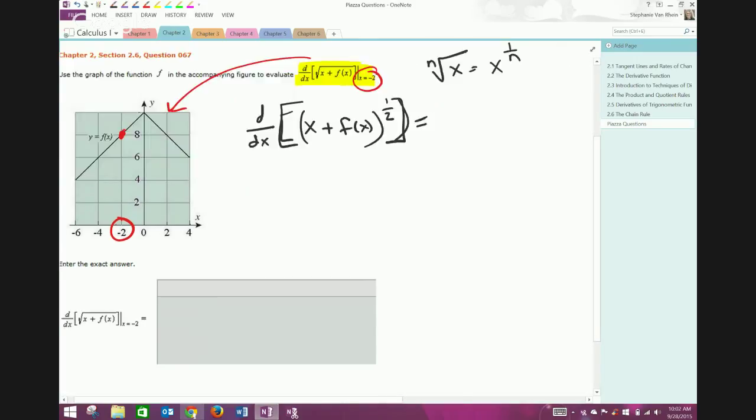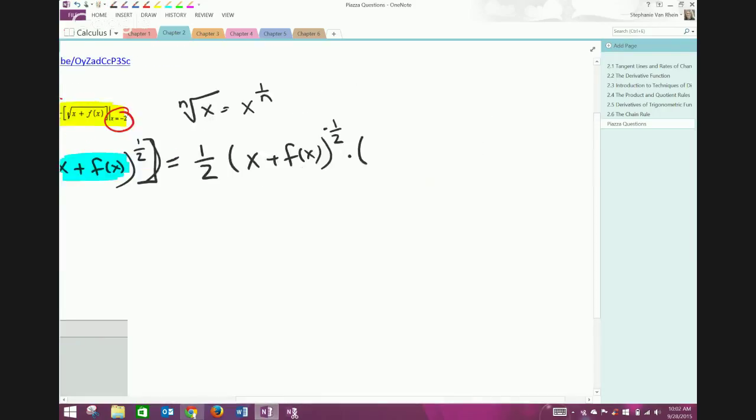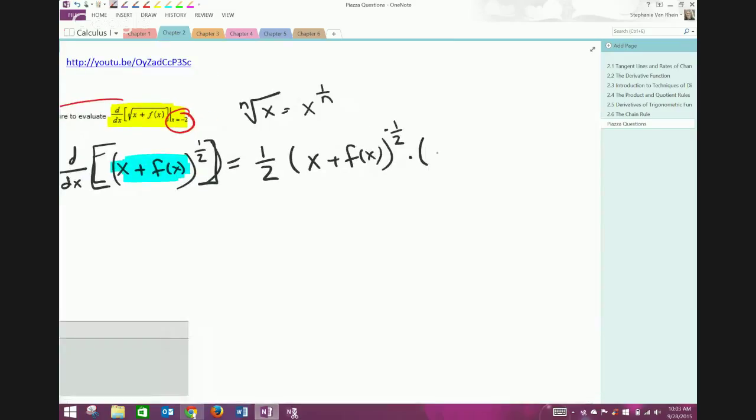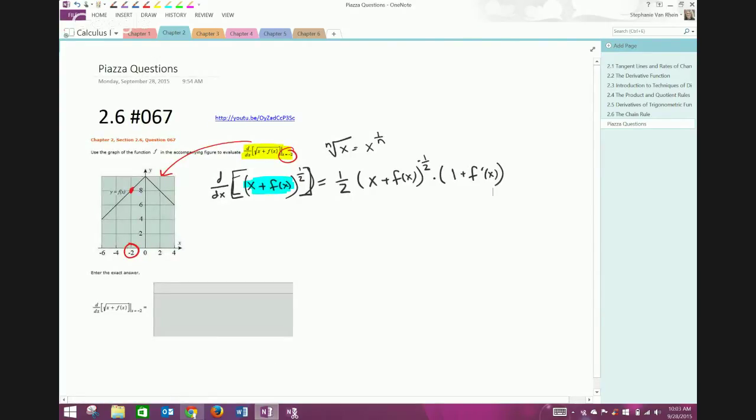So here we take the derivative of the outside function, so that's 1/2, leave the inside function, just like this. Then it'd be 1/2 minus 1, so this is the -1/2, times the derivative of the inside. So this is the inside function. I take the derivative of the inside with respect to x, so that's 1 plus the derivative of the function, and we're going to have to use the graph to be able to find the value of the function and the value of the derivative at this specific point that's given at x equals -2.